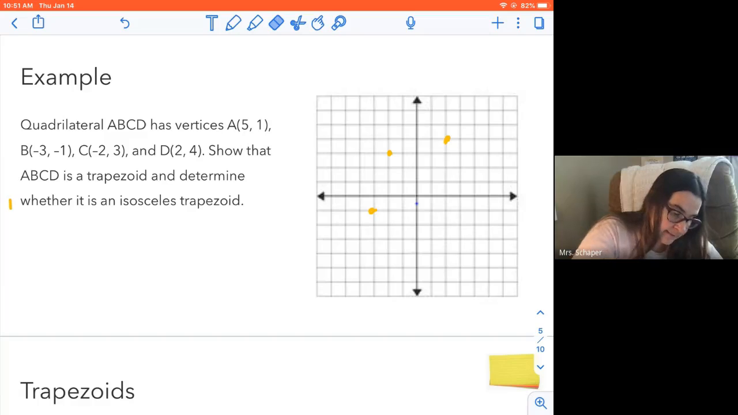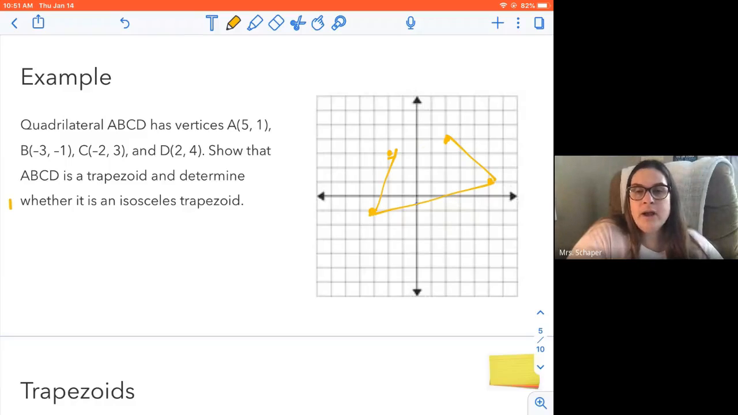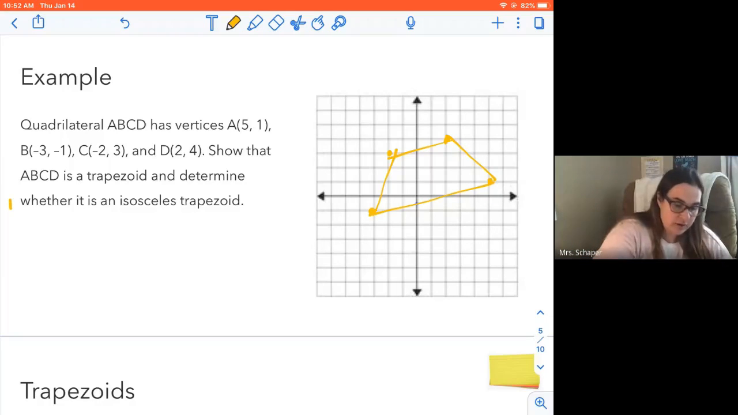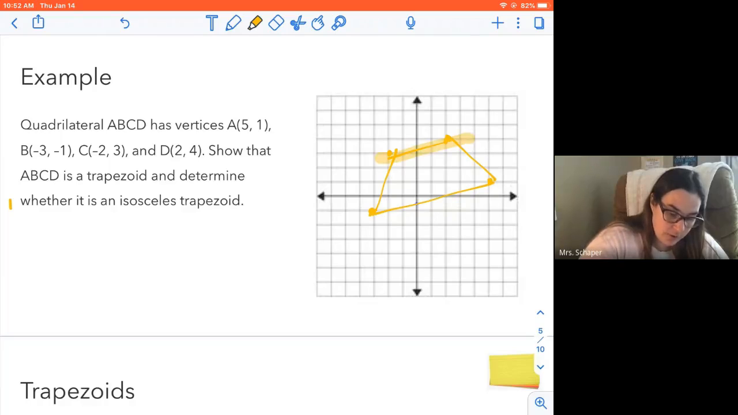Perfect. All right. There we go. So here's our trapezoid. All right. We never want to say "looks like" to determine which sides are the bases. I mean, it clearly looks like these two are, but we're going to prove it mathematically. And so then I've got A here and B here and C and D.